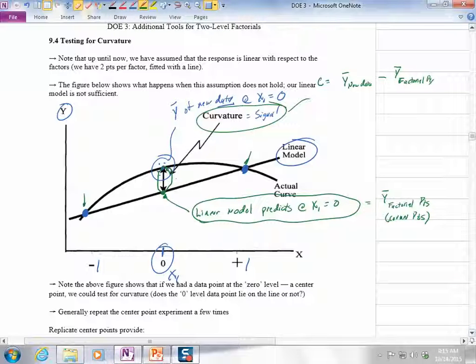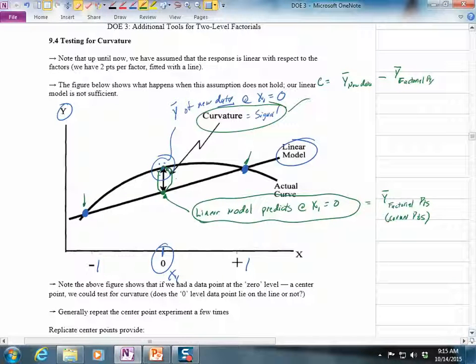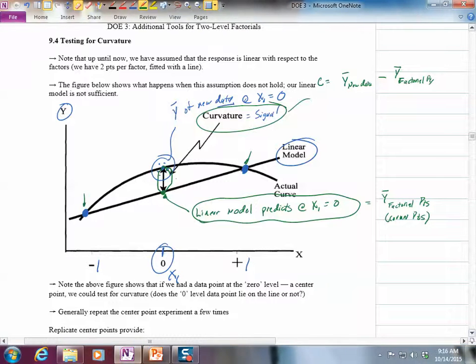Okay, so now that value isn't going to be exactly 0. So we have to figure out, well, how big does that distance have to be before we say, we don't think this linear model is okay, we think the curvature model is happening, right? As this distance gets larger and larger, we more and more believe this curvature is happening and not the linear model.